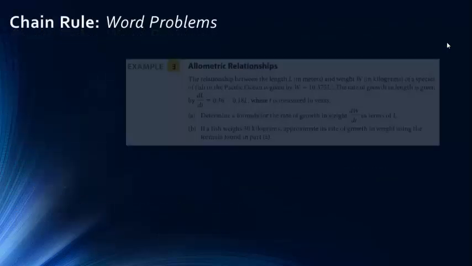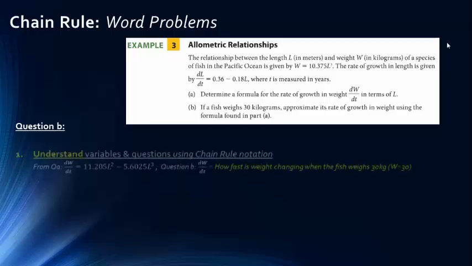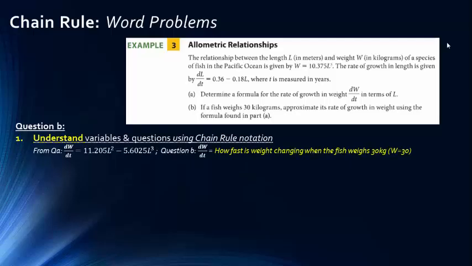So now the second part of the problem just asked us, if the fish weighs 30 kilograms, approximate its rate of growth in weight. So this is asking us to find dW/dt to figure out how fast it's growing when the fish weighs 30 kilograms. Now we have a problem again, because our formula dW/dt is in terms of L, and here we were given the weight, not the length. So we actually need to figure out the length.